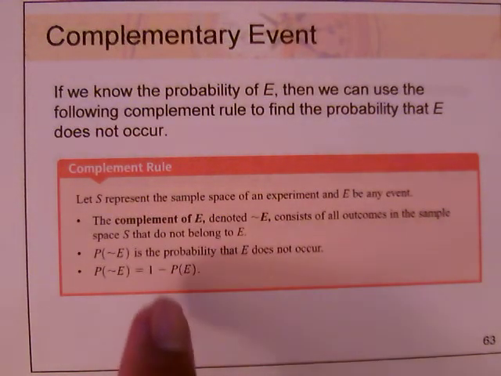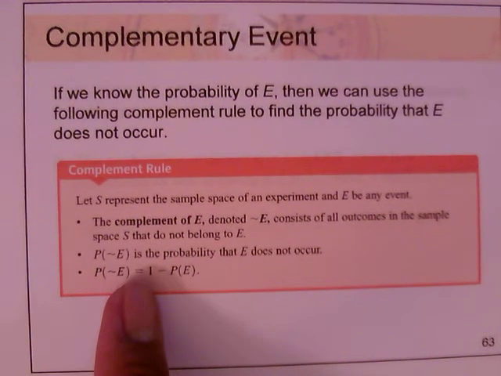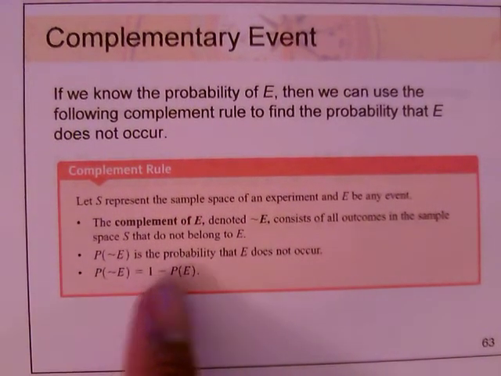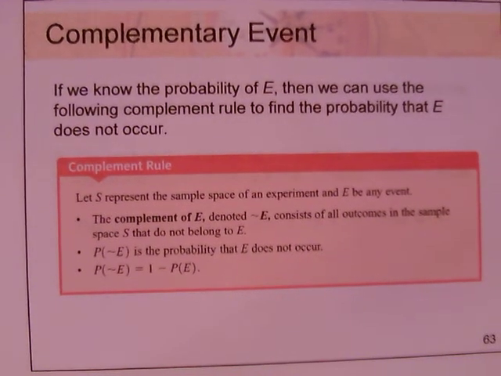That notation is going to be the probability that E does not occur. And this is very important: the probability that E does not occur is always equal to 1 minus the probability of event E occurring. So, to find the complement, we do 1 minus the probability of event E, or the probability of the complement of E, as I should say.